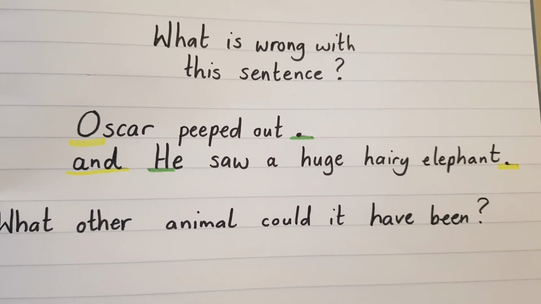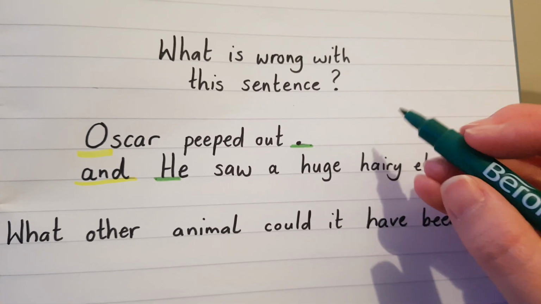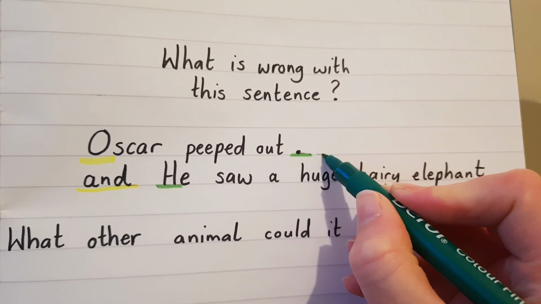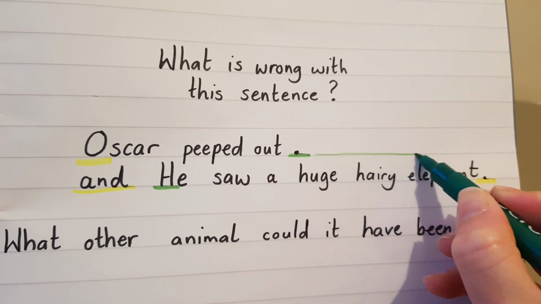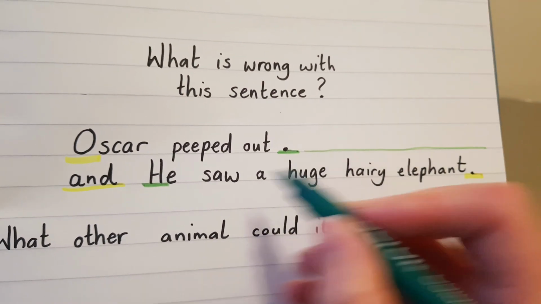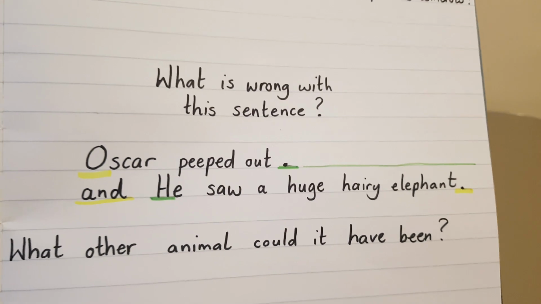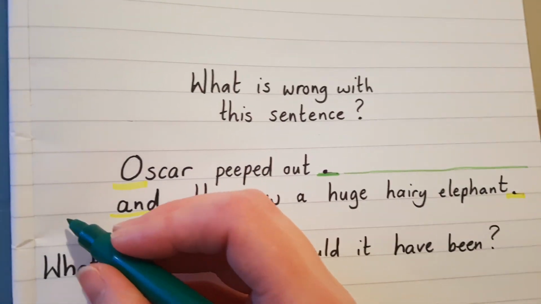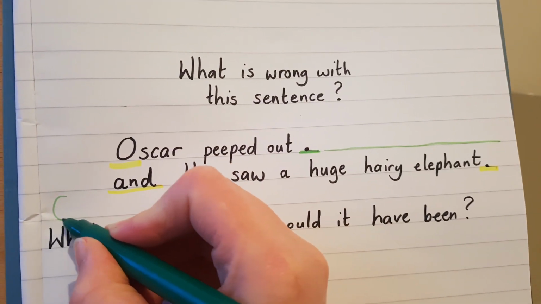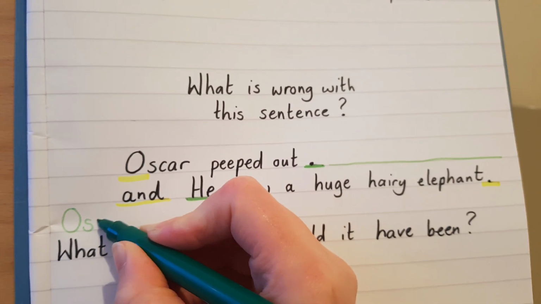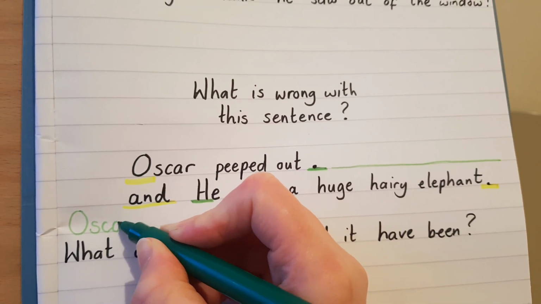The other thing that we have to think about is the whole of this line here has not been used. We could put and up here. So I'm going to write it again here. Oscar, now that we've got our corrections, we'll write it and then check it.